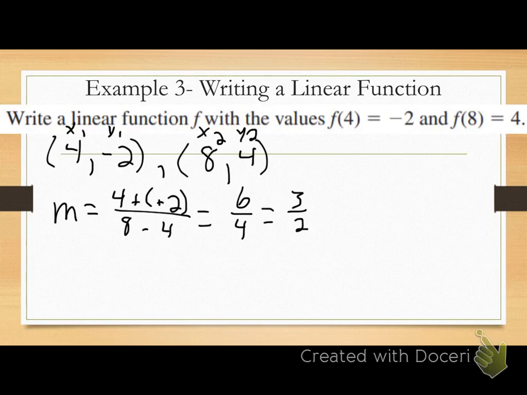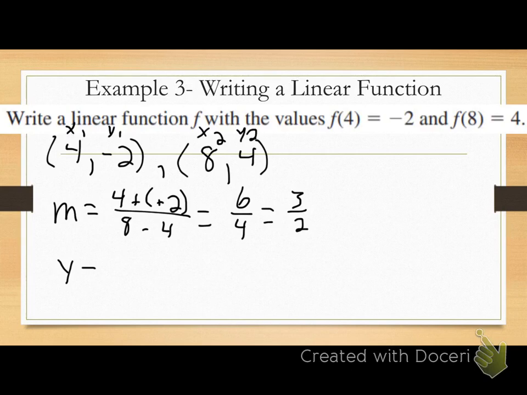Which form do I need to put it in first? Point slope, because that's all my information that I know. I don't know my y-intercept, do I? But I know a point, and I know my slope. So I can use point slope form. Which ordered pair do we want to use? The first one or the second one? First? Okay, let's use the first.